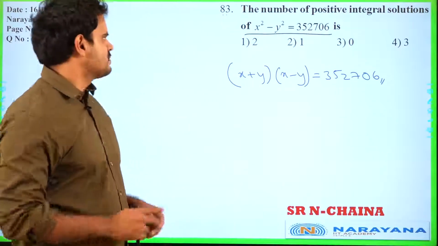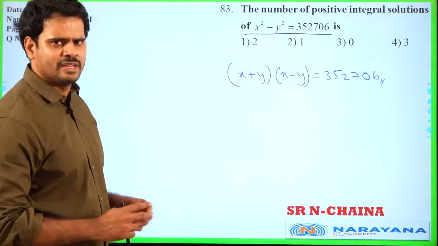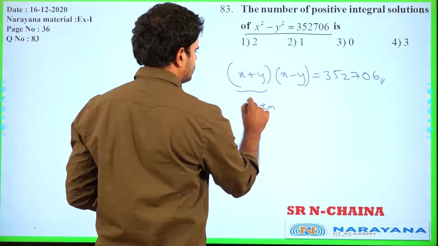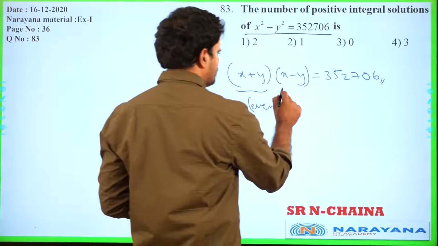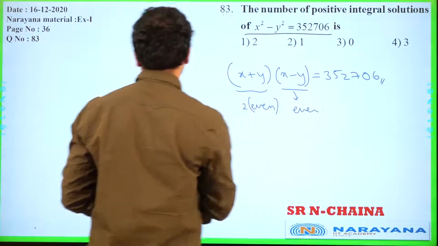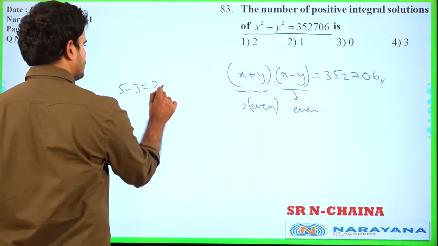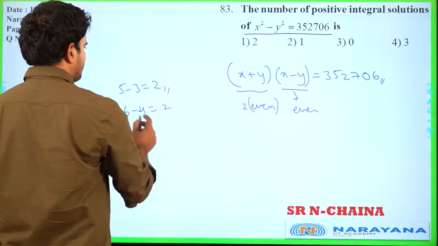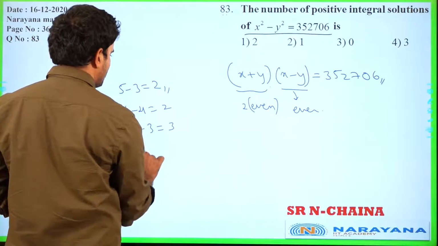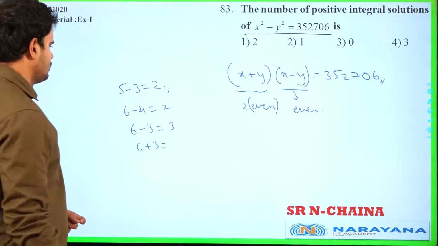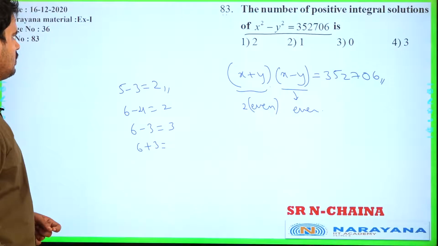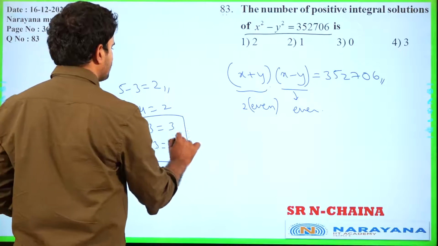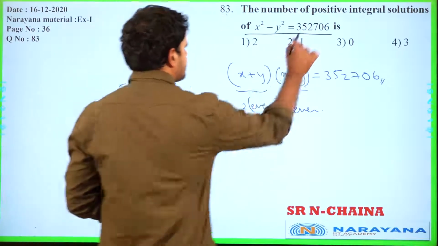If you add any two numbers, people, or if you subtract any two numbers, when are they even? If I take 5 minus 3, 2, even. 6 minus 4, even. If I take 6 minus 3, it is 3, but 6 plus 3 becomes 9, odd. But this number is even.